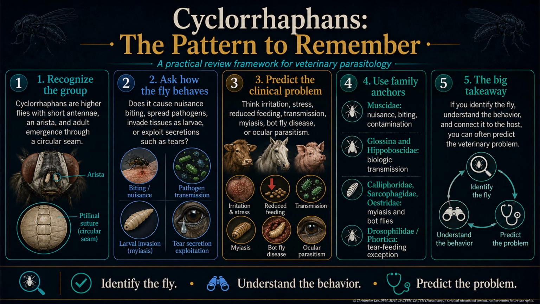Know your taxonomy. Muscidae means nuisance, biting, and contamination. Glossina and Hippoboscidae bring biologic transmission patterns. Calliphoridae, Sarcophagidae, and Oestridae bring myiasis and botfly disease. And Drosophilidae remind us that tear feeding can matter too. If you identify the fly, understand the behavior, and connect it to the host, you can often predict veterinary problems. This can maximize your prevention and treatment strategies.